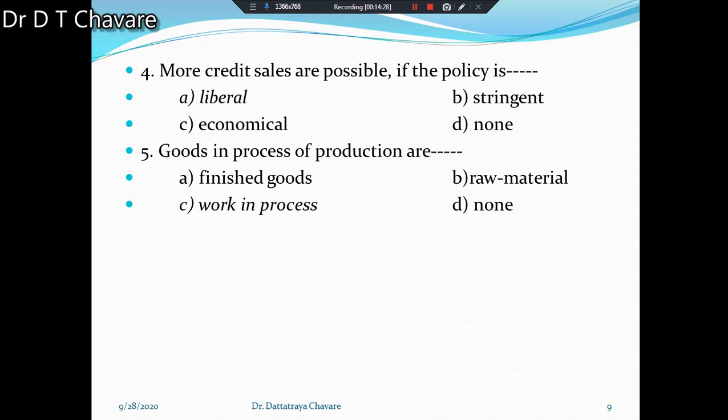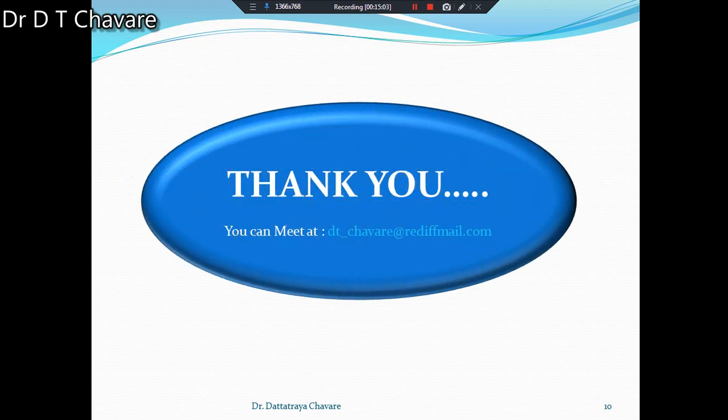And the last question is: goods in process of production are dash dash. Try to understand. The first alternative is finished goods, second raw material, third work in progress and last none. In this way, these are the questions that can be asked in this chapter. Under this chapter also, such types of questions are given. Okay, thank you very much.